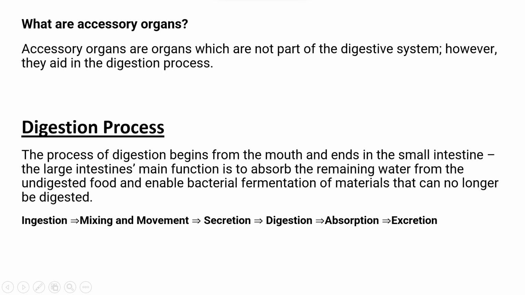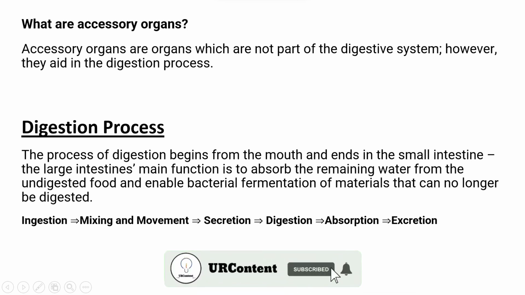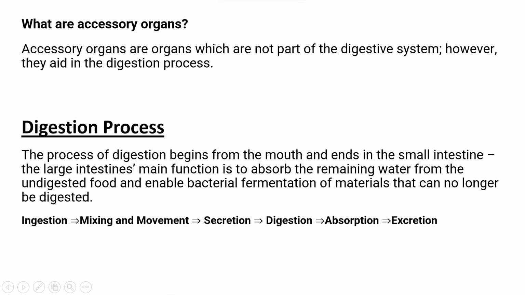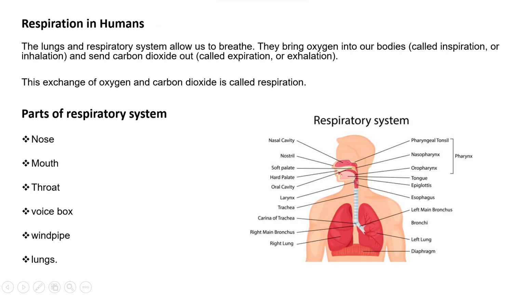Digestion process. The process of digestion begins from the mouth and ends in the small intestine. The large intestine's main function is to absorb the remaining water from the undigested food and enable bacterial fermentation of materials that can no longer be digested. The digestion process consists of the 6 following steps: Ingestion, mixing and movement, secretion, digestion, absorption, excretion.